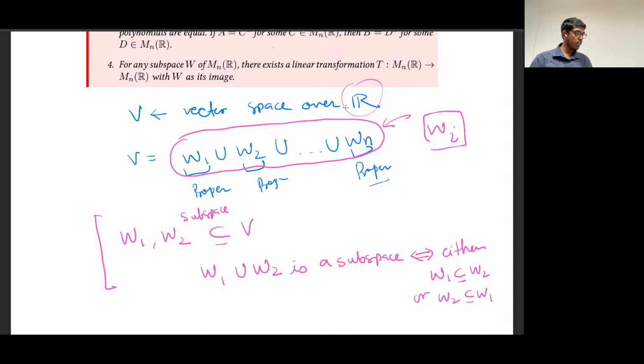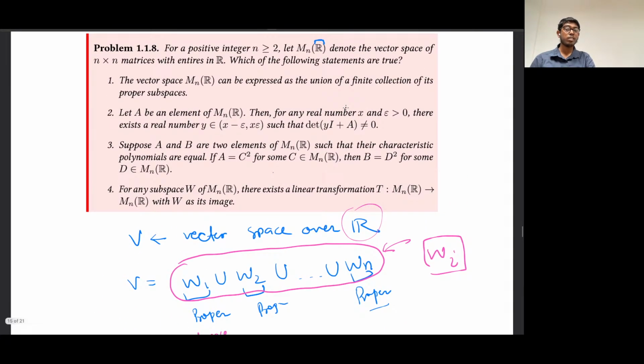Okay, is it clear? Yeah, Mato told the right thing that it is union, not the sum. So if it would have been a sum, of course you can write it, but it's a union, so you cannot write it. It's like you can never write. So this is false. Never.